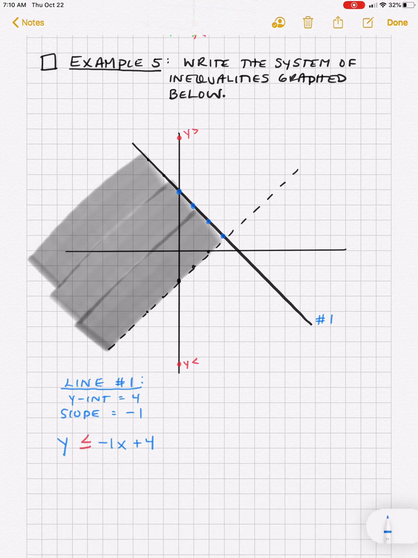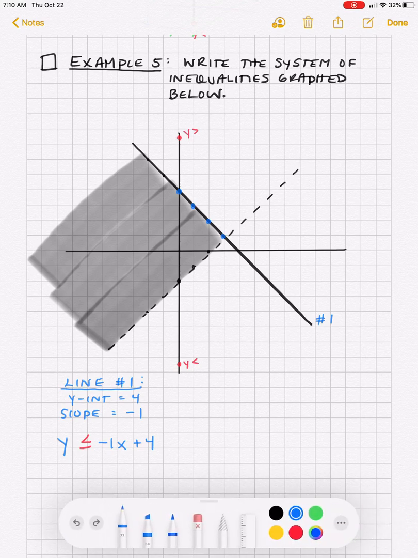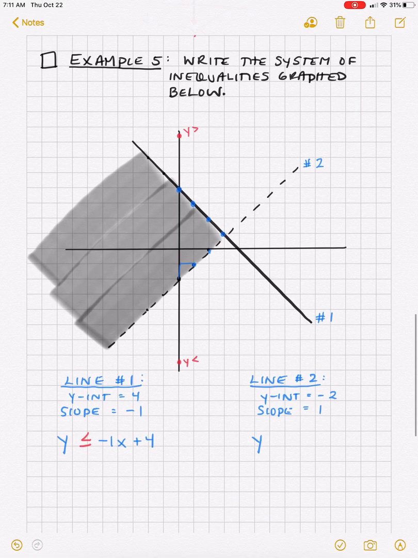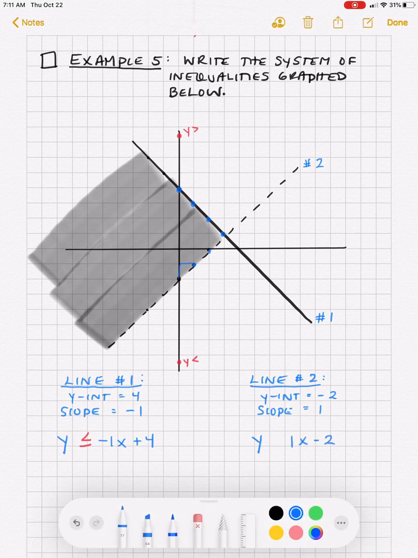So let's come over here to line number 2. And what we need from line number 2 is the slope and the y-intercept. So I can see right here that the y-intercept is going to equal -2. The slope of the line, if I look carefully, is actually going up 1 over 1. And so this time we have a slope that's +1. So let's put that together. We have y. I'm going to leave the inequality for last, but the equation is going to be 1x minus 2.